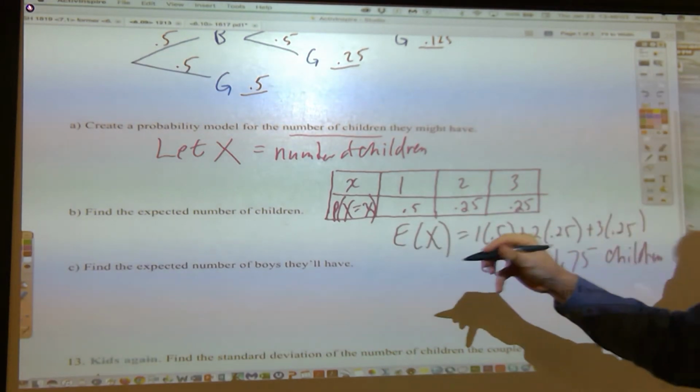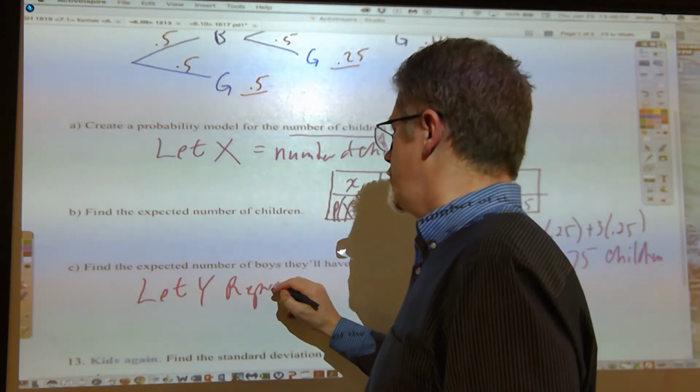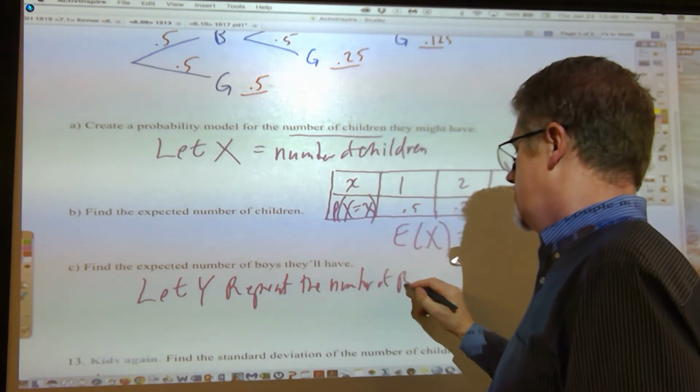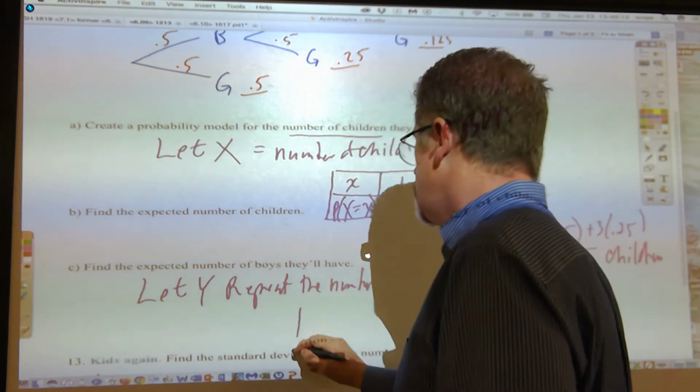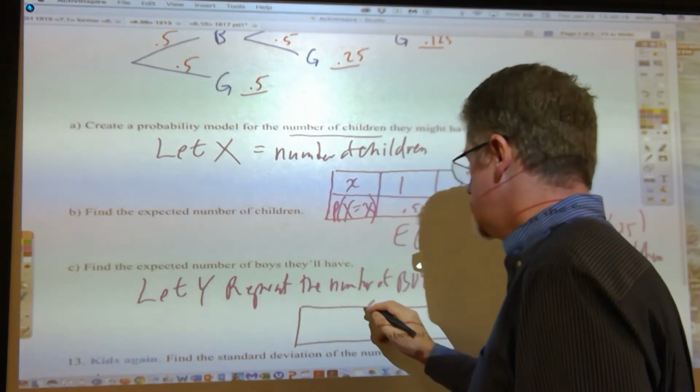Now, what if they want to answer a different question, like what's the expected number of boys? Well, that means we need a new random variable. Let's pick y. Let y represent the number of boys. What is the domain of y? Use the same tree diagram.